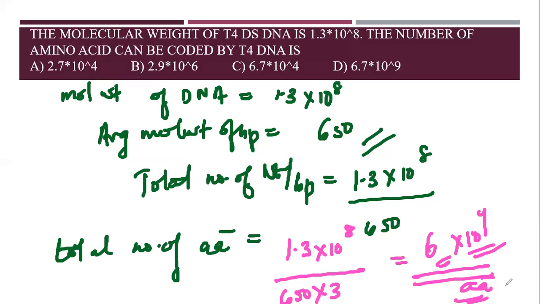By looking at the options, which will be the option? Option C, 10 raised to 4. Okay. So is it clear? Yes, ma'am. Okay.